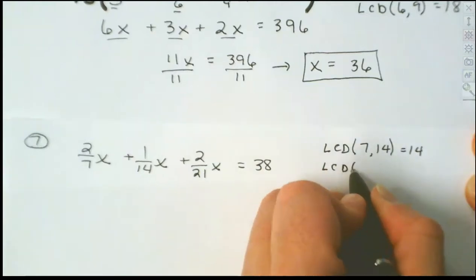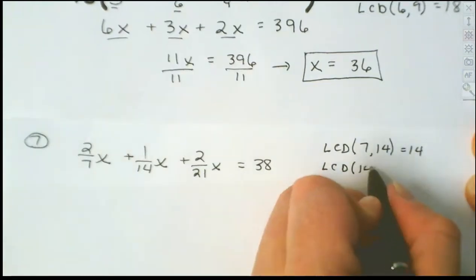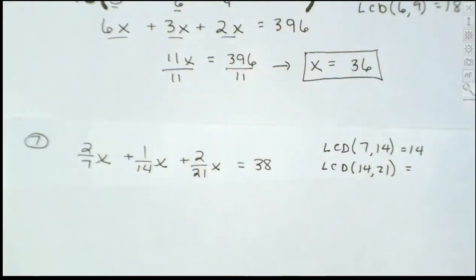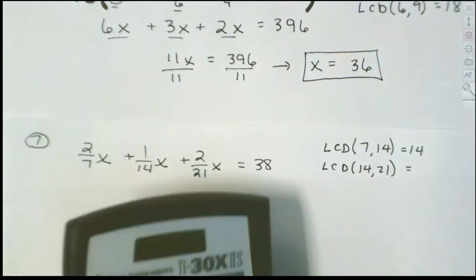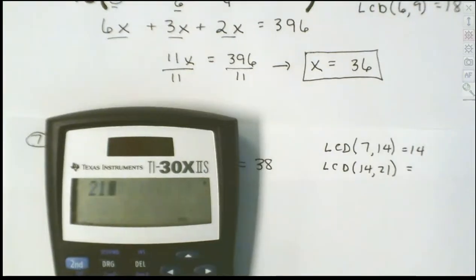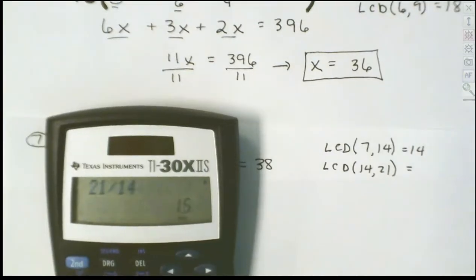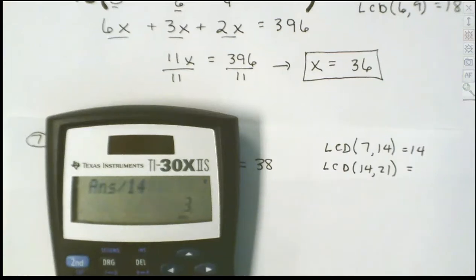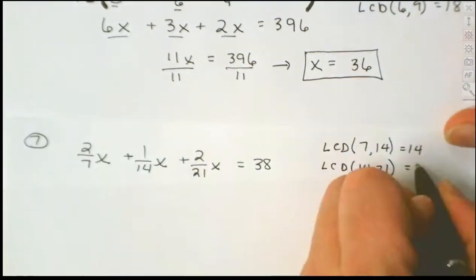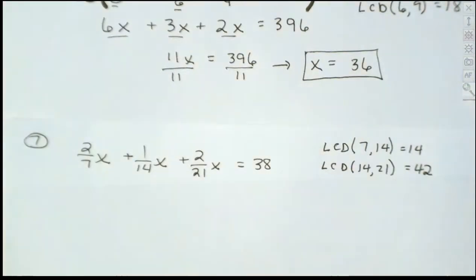The least common denominator of 14 and 21 is going to be what? Well, if we struggle finding denominators, what do we do? We take the larger number. What's the larger number? 21. Is 21 divisible by 14? No. Okay, so then we double it. 21 times 2 is 42. Does 42 divide by 14? Yes. So what's my common denominator? 42. Does everyone see how I did that?